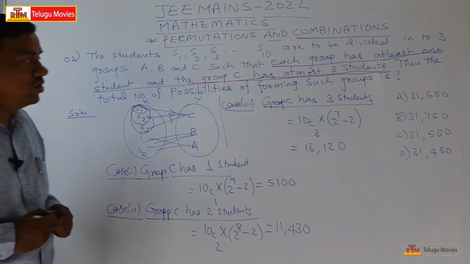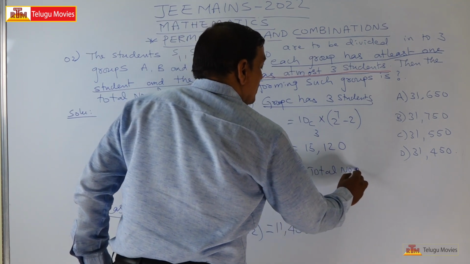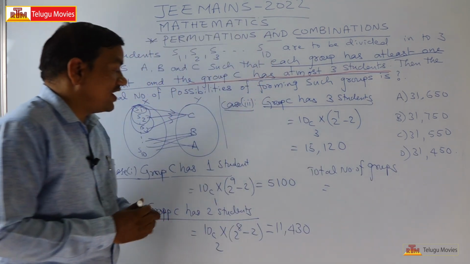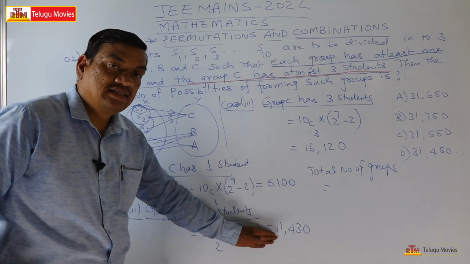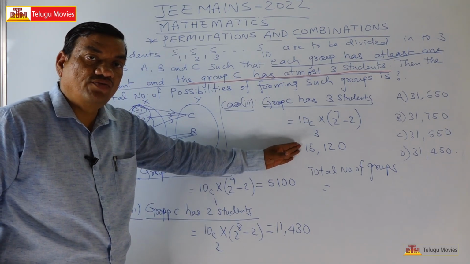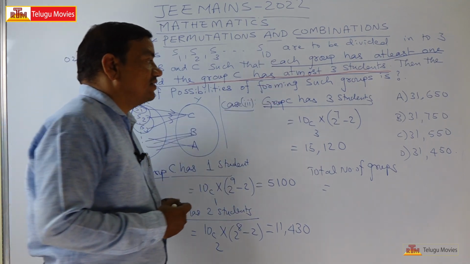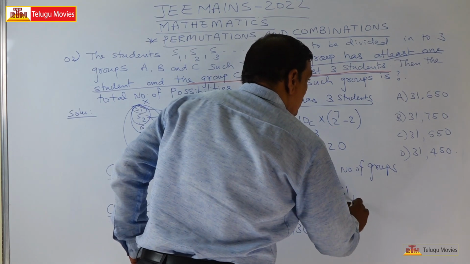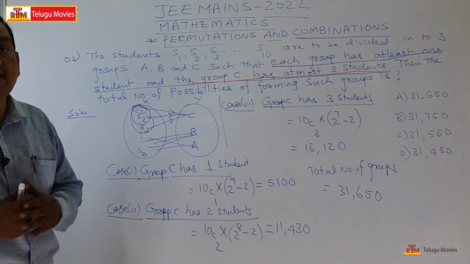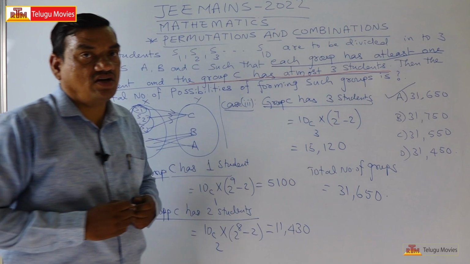Therefore, the total number of groups will be given by 5,100 plus 11,430 plus 15,120. If you add all these 3 values, you will get the answer as 31,650. So, your answer, A, is the correct answer.